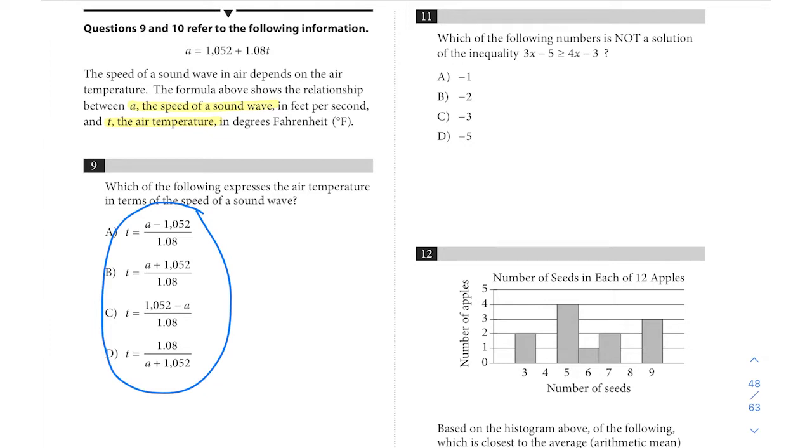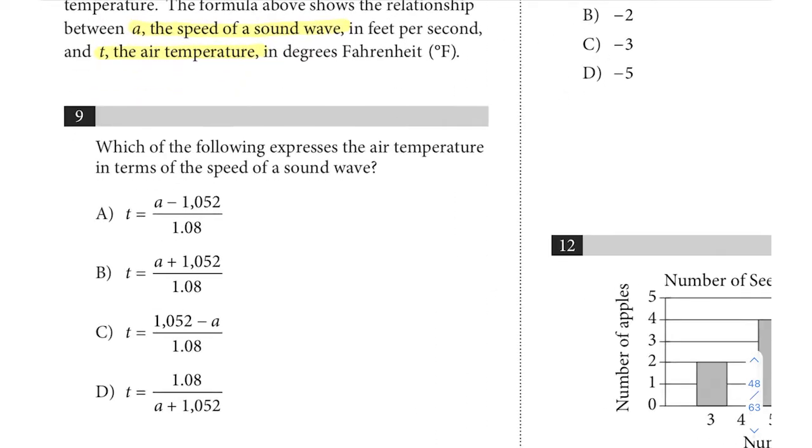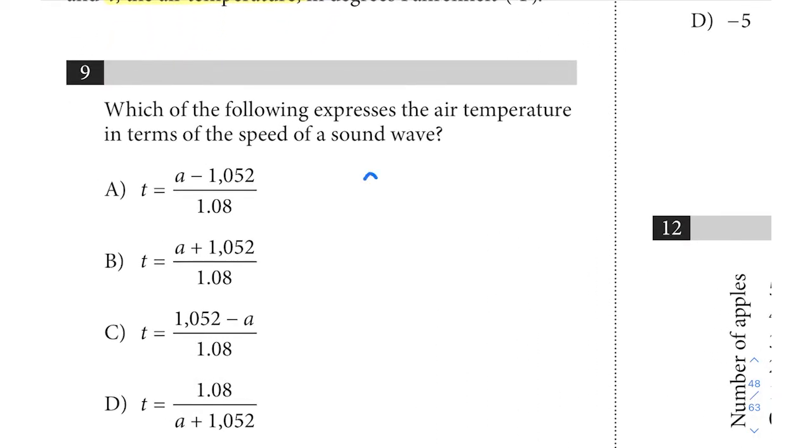So even if we weren't too sure based on reading the question itself about, oh wait, which one represents air temperature, or what does it mean when they say in terms of, and how do I start approaching this question, we know we just have to get T by itself. So from this equation above, A equals 1052 plus 1.08t, we're going to try to isolate T. So let's rewrite that here so that we can work with it. A equals 1052 plus 1.08t.